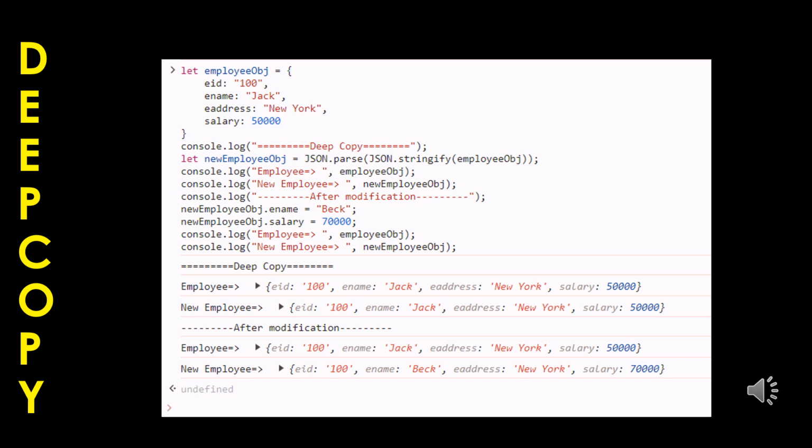When we print the employee object and the new employee object, you can see in the result the same thing is printed on both lines. But after modification, what happens? Let us see. Now the new employee object's ename is changed to Beck and the new employee object's salary is changed to 7,000. Now we print both the employee object and the new employee object. You can see the eid is 100, that is common. The ename is Jack in the original object and Beck in the second object, and the salary is 5,000 in the original object, and the changed new employee object has 7,000. So this is how it works.